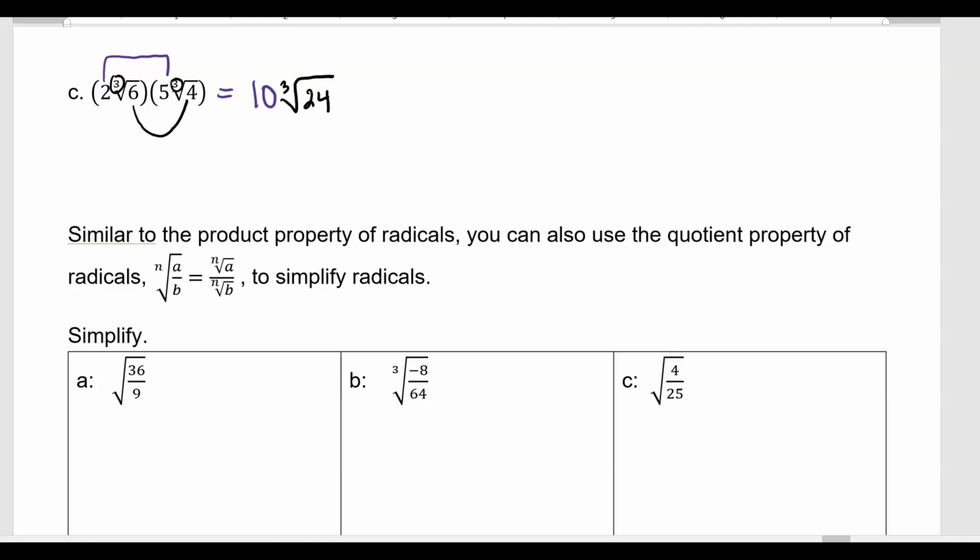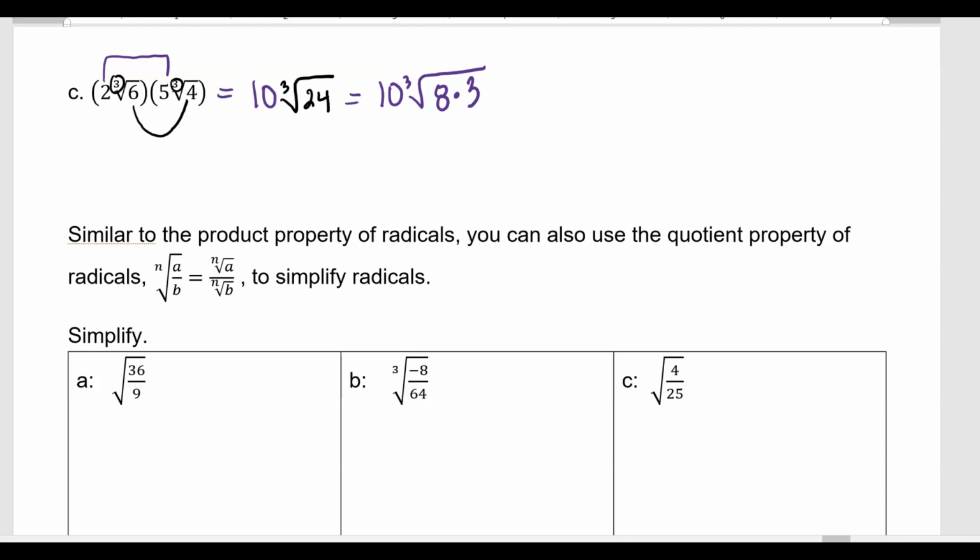Now, don't just think you're done. Always look under that radical to determine whether you have, in this case, a perfect cube, because you're dealing with a cube root. You need to ensure that you don't have a perfect cube factor under that radical, and you do because 8 is a perfect cube. So by now you should know that it's best to be familiar with your first 10 perfect squares and about your first 5 perfect cubes.